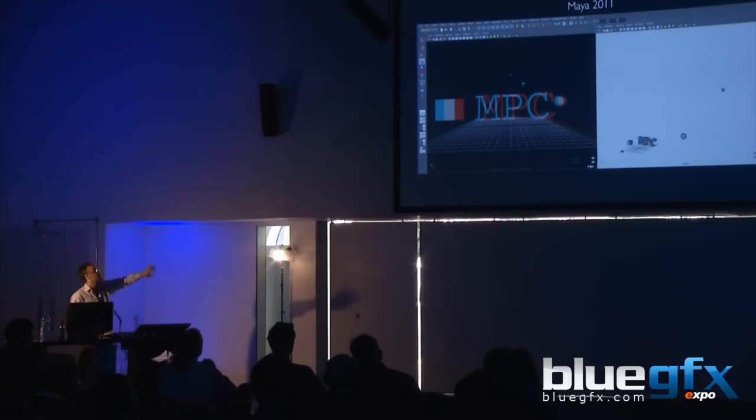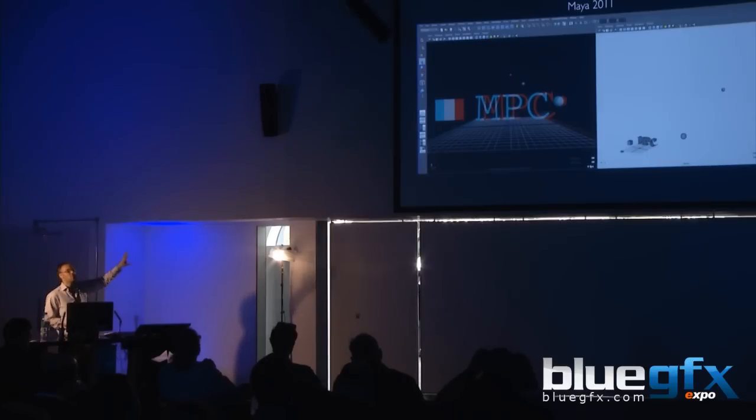What we see in the anaglyph is, if you notice at this moment, they are parallel cameras, so there is no convergence. All the red and cyan are on the same side. Everything will be negative parallax.